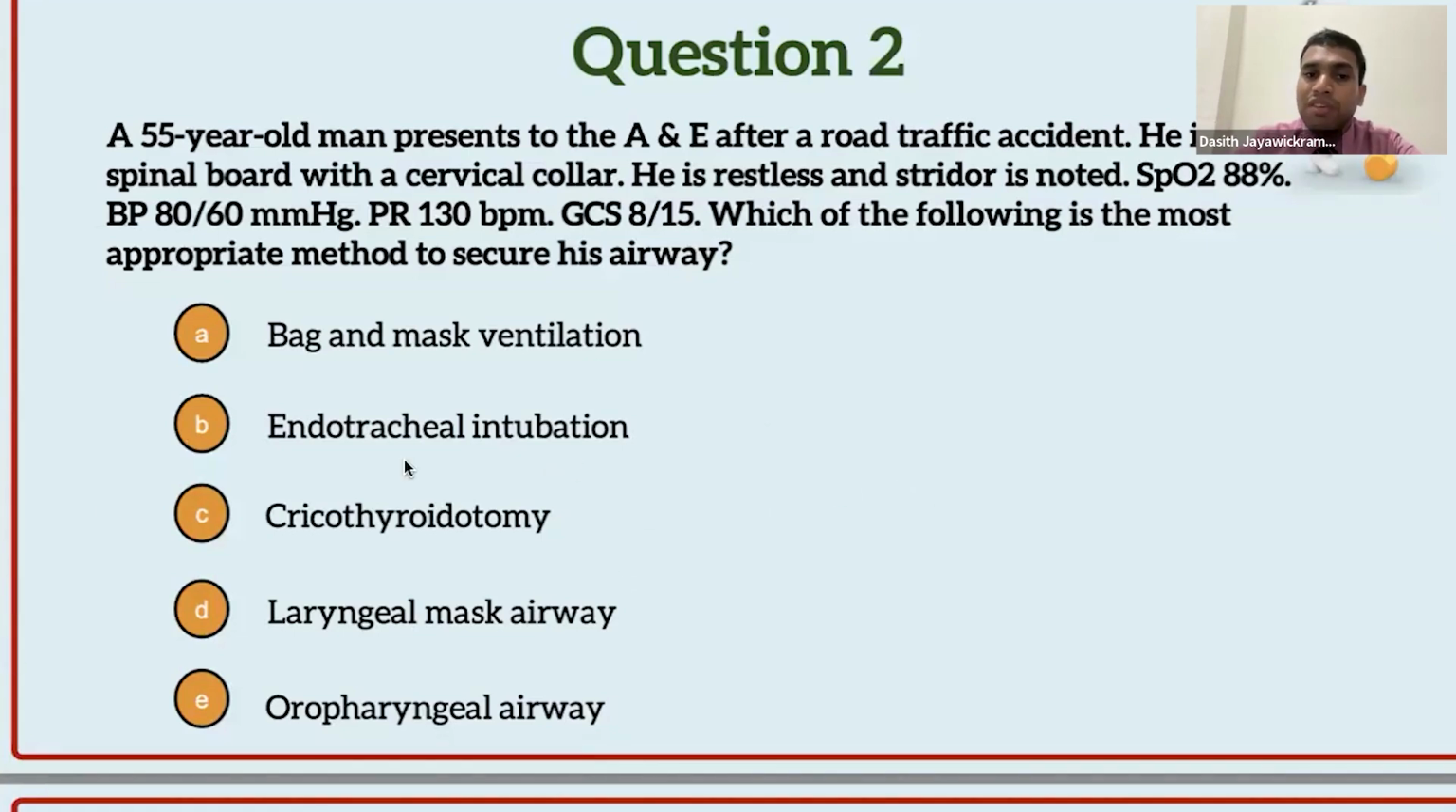Cricothyroidotomy is only if the endotracheal intubation fails. It is not the most appropriate method. It is a method as a last resort. If the endotracheal intubation fails despite everything, then yes, but not before everything. But if you can put in an endotracheal tube, why not? So we have to attempt that.